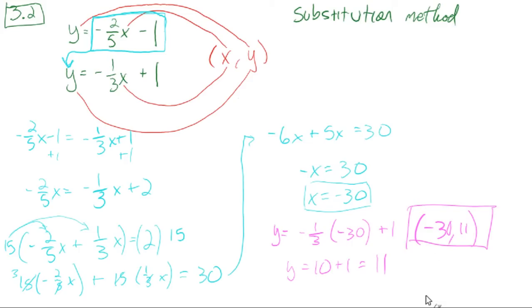That is the answer. This is not the answer. This is not the answer. This is the answer. Together, they are the answer. Negative 30, comma 11. That's the x and the y that we can put into both of these, and they both work. Okay.